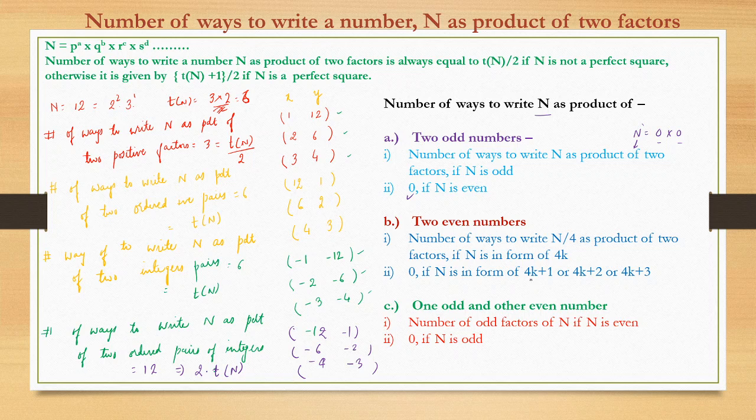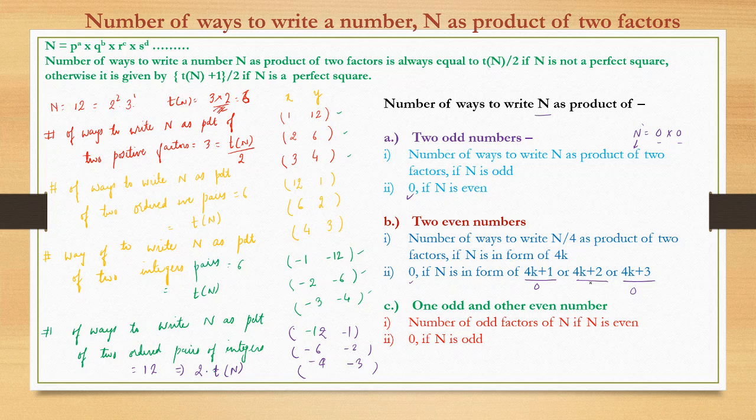Now suppose we have to write a number as a product of two even numbers. First of all, a number in the form of 4k plus 1 is an odd number. Can we write an odd number as a product of two even numbers? No, zero case. Similarly, 4k plus 3 is another odd number. Can we write an odd number as a product of two even numbers? No, so zero case. Now 4k plus 2 is an even number, but here we have only one multiple of 2.